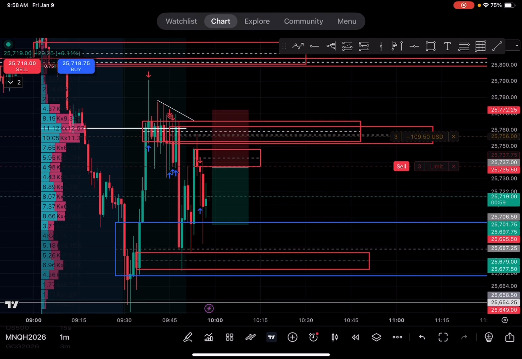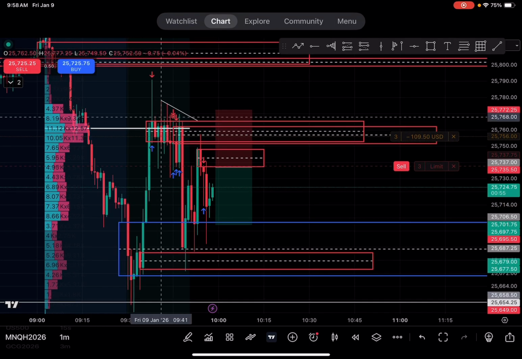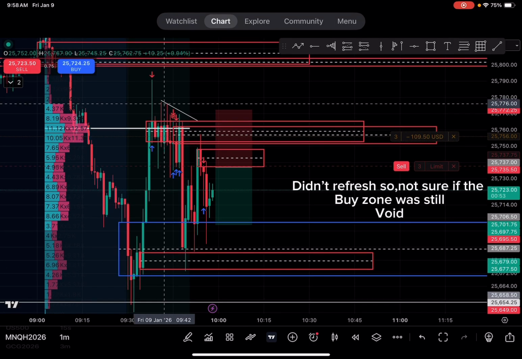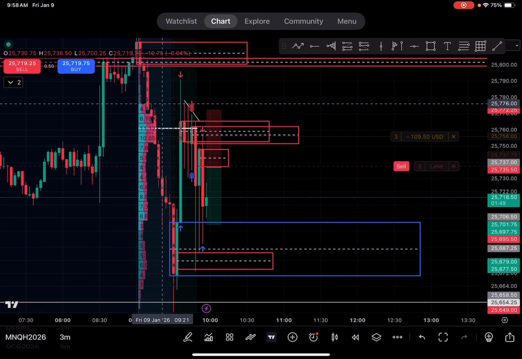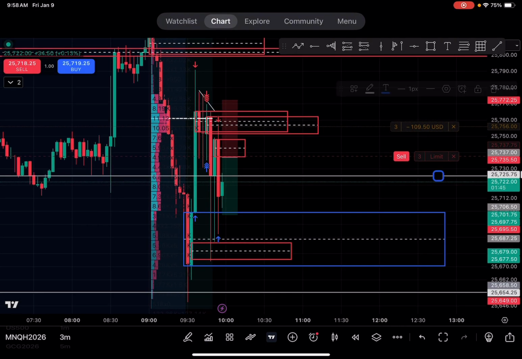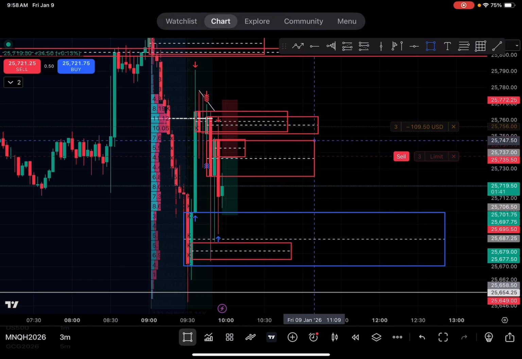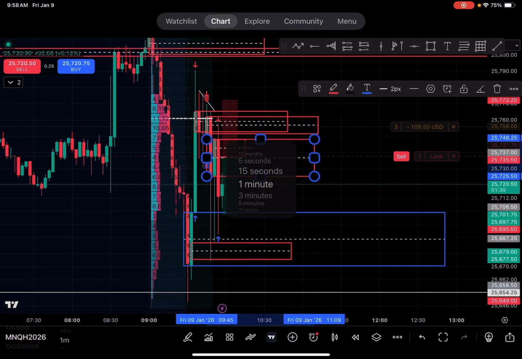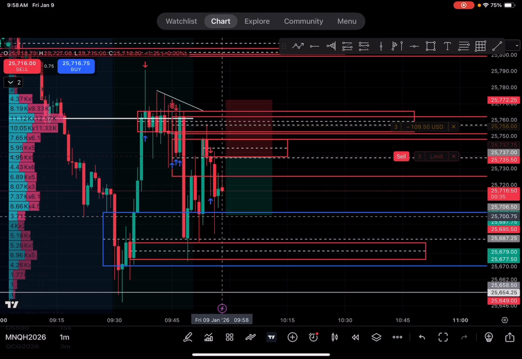Now we are building liquidity to the downside. We have a bit to the upside. Potentially another sell opportunity on the 3 minutes. What's the interval?